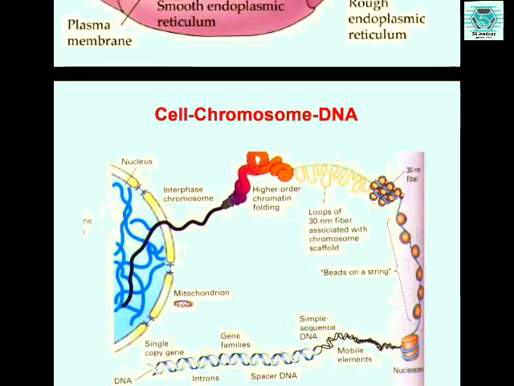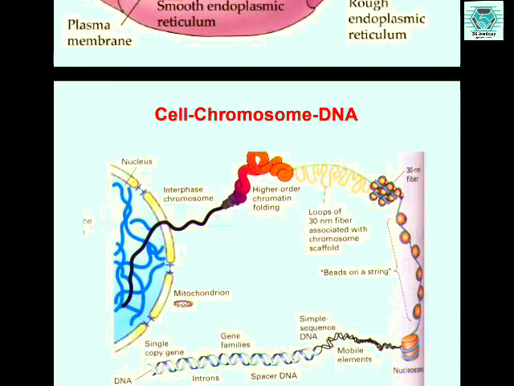So in the interphase chromosome, we can see the higher order chromatin folding, and see here the loops of 30 nm fiber associated with the chromosome scaffold. If we enlarge it, we can see the 30 nm fiber, and it looks like beads on a string.